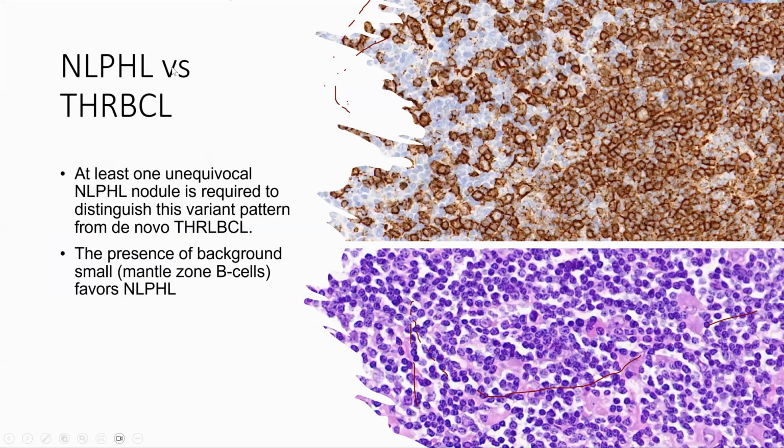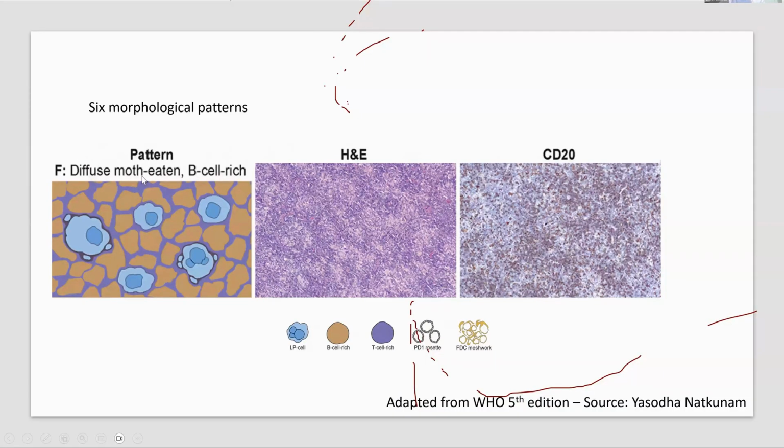How do you differentiate between these two entities? At least one unequivocal nodule is required to distinguish these two variants. And the presence of background B cells, these mantle zone B cells, is common in nodular lymphocyte predominant Hodgkin lymphoma; that's usually not there otherwise. And the rosettes are something that we see more commonly in nodular lymphocyte predominant Hodgkin lymphoma. The last pattern is pattern F, which is the diffuse moth-eaten appearance.